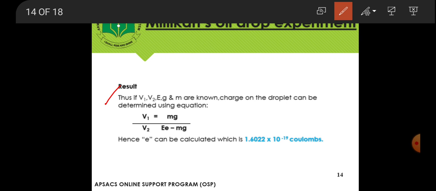Now what was the result? If we know the value of v1, v2, strength of electric field E, acceleration due to gravity, and mass, then the charge, that is small e, on the droplet can be determined by using this equation. So when the charge was determined, it was calculated to be 1.6022 × 10^-19 coulomb. This is the charge present on one electron.